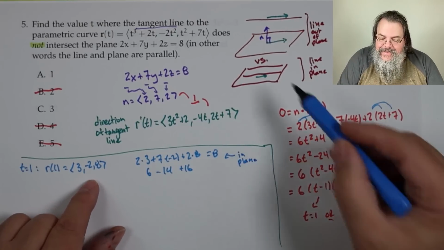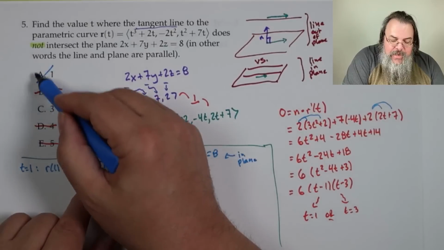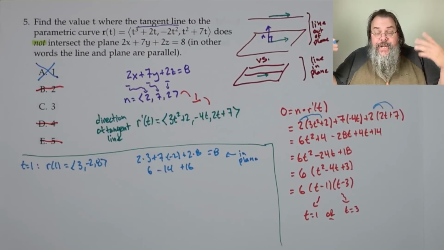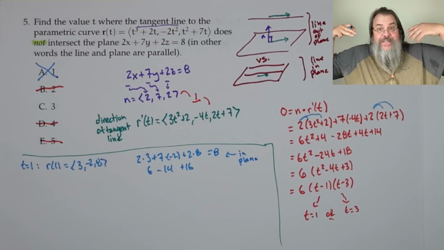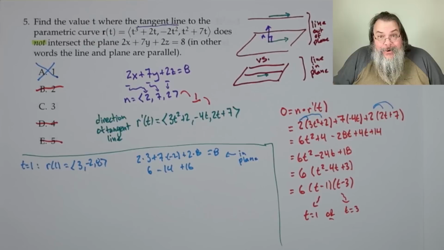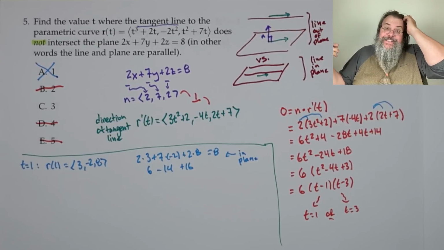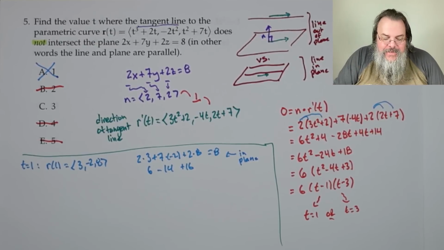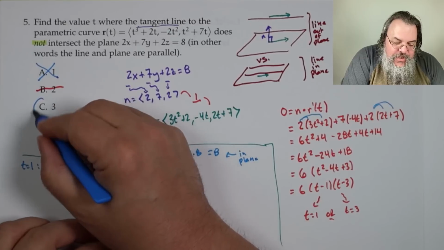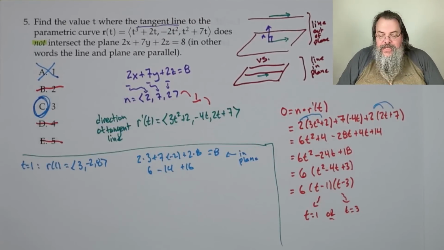Okay, so it can't be A, because we intersect the plane. We intersect the plane in all the points of the line. So the whole line is in the plane. So that's why it's not A. So by process of elimination, we now know the answer is C.